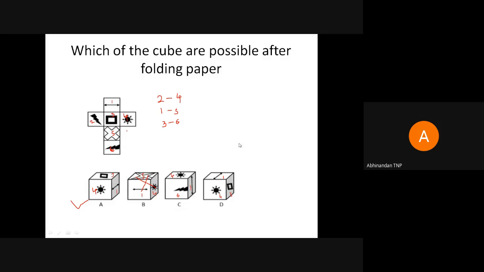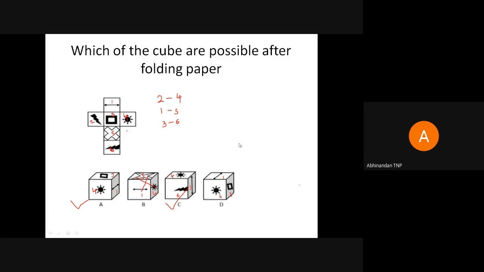Then 1, what is the opposite of 1? 5. So obviously 5 will be there. Then 4, what is the opposite of 4? It is 2. So 2 is not shown over here, which means it is the proper dice. Then 6, what is the opposite of 6? 3. So see, 3 is not shown over here, which means this is the correct answer.